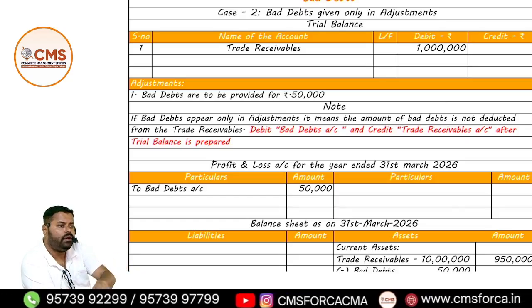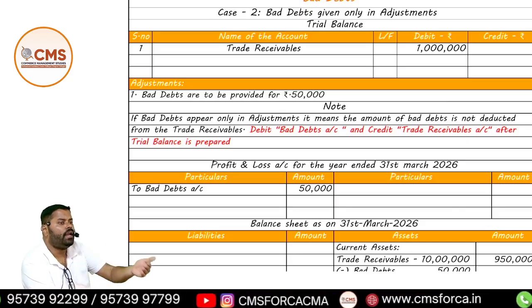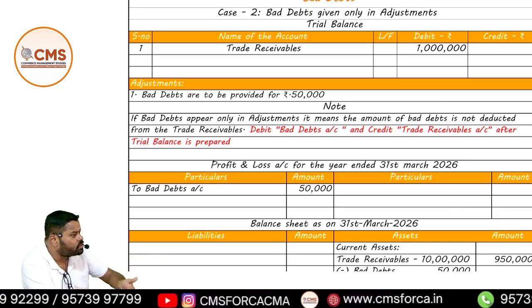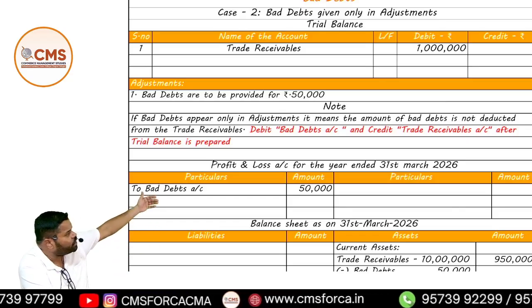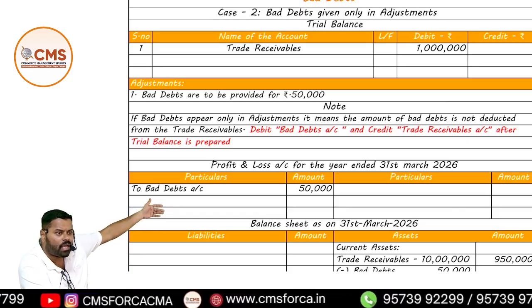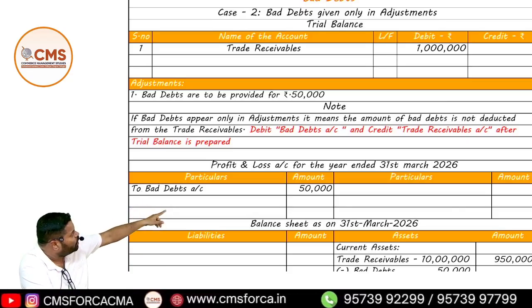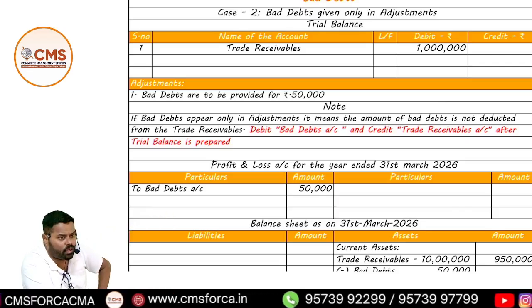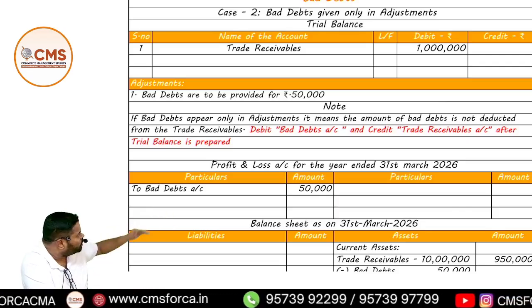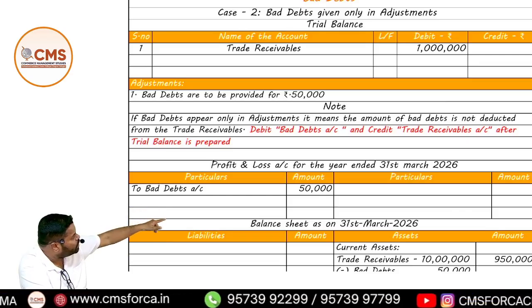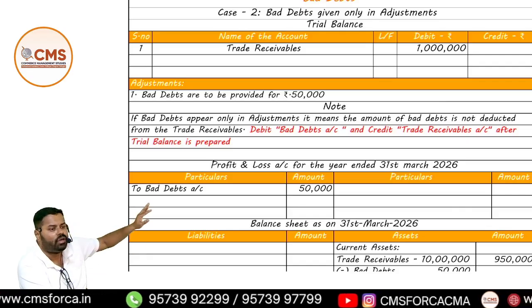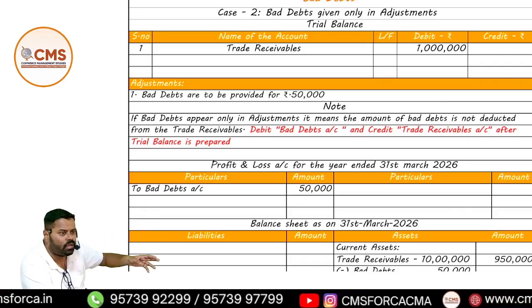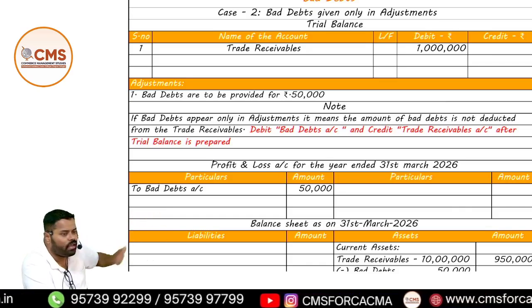You prepared the trial balance. After preparing the trial balance, you got the information that 50,000 will not come. Did you have this clarity before preparing the trial balance? No. So, trade receivables is appearing at full value there, 10 lakhs. But now, after preparing that trial balance, you got the clarity that 50,000 will not come. So, what will I do? I will not tear off that trial balance and throw it out. I will adjust that amount in my final accounts.